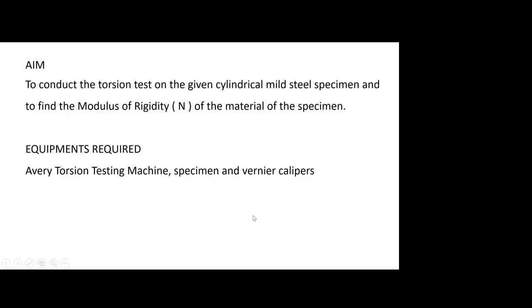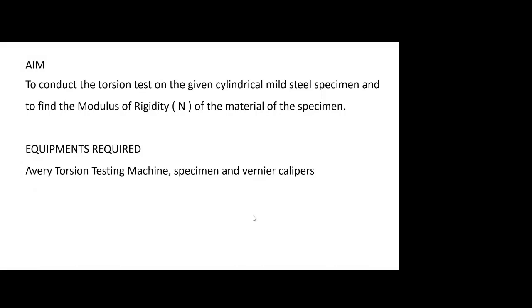The aim of our experiment is to conduct the torsion test on the given cylindrical mild steel specimen and to find the modulus of rigidity of the material. And also we are determining the maximum shear stress corresponding to a particular torque that we have applied.